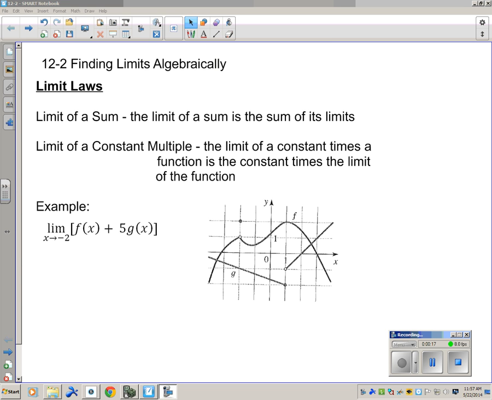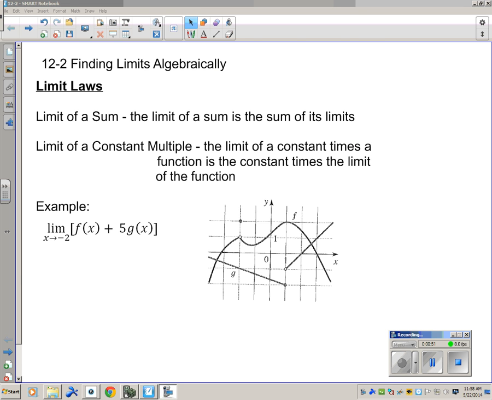The limit of a sum ends up being the sum of its limits. And then the limit of a constant multiple, how you get that is the limit of a constant times a function is a constant times the limit of the function. So some examples are down here. We've got the limit of f of x plus 5 times g of x there. And notice this time that x approaches negative 2.